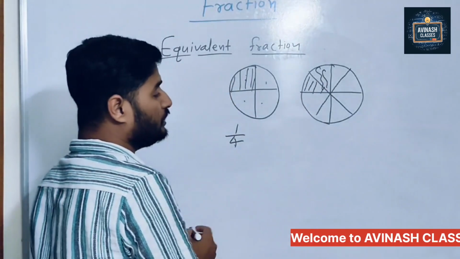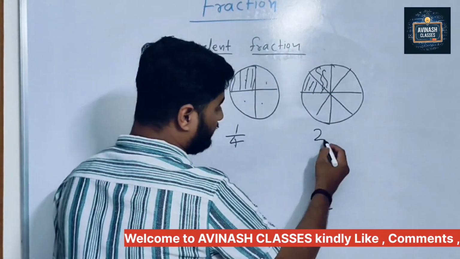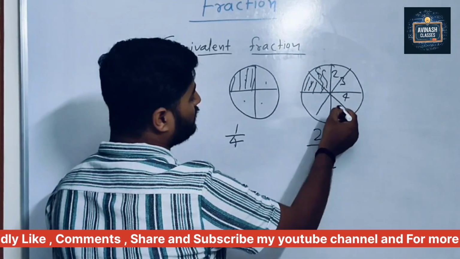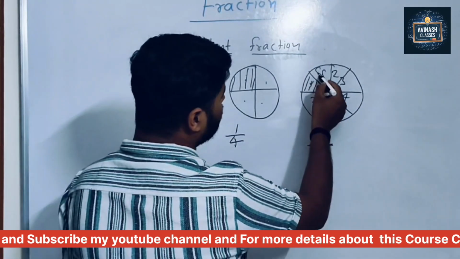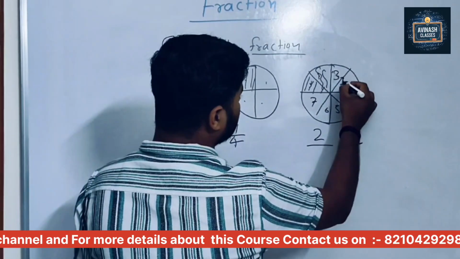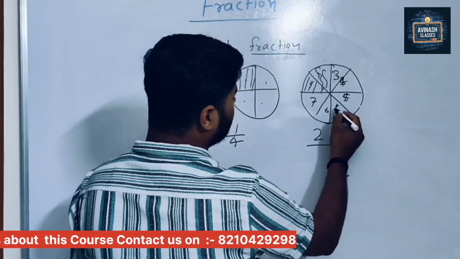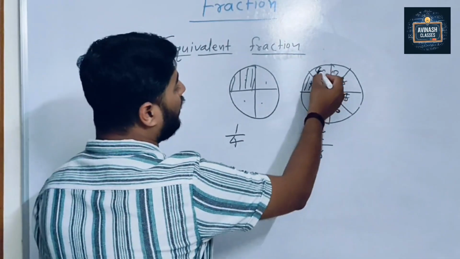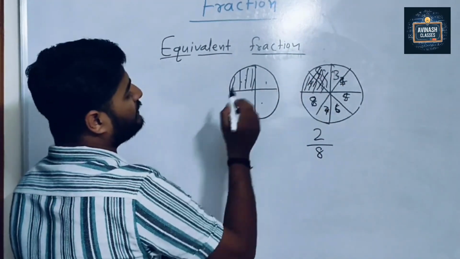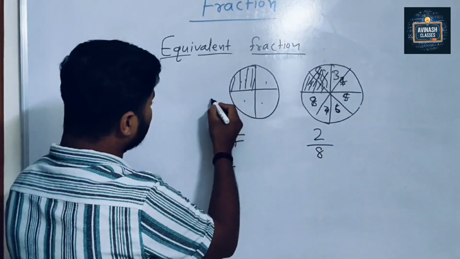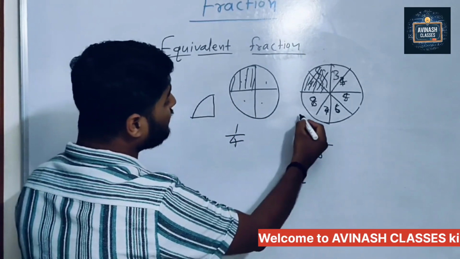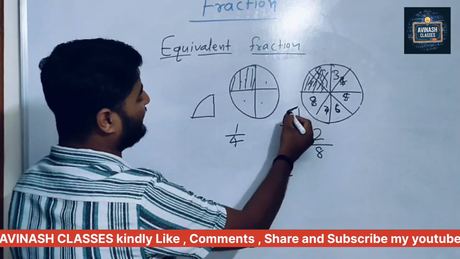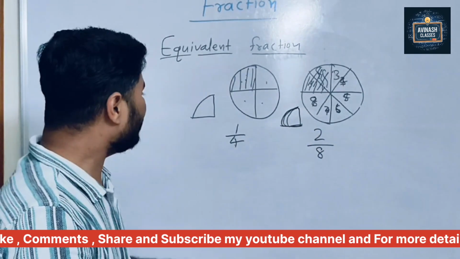These 2 parts, see, I shaded. But how many total? 1, 2, sorry, I wrote wrong. 1, 2, 3, 4, 5, 6, 7, 8. So the total is 8. Now tell me, are you getting the same as the previous one? You are getting only this much here, and here you are also getting only this much. Okay, just try to understand. Yeah, so it is almost the same.